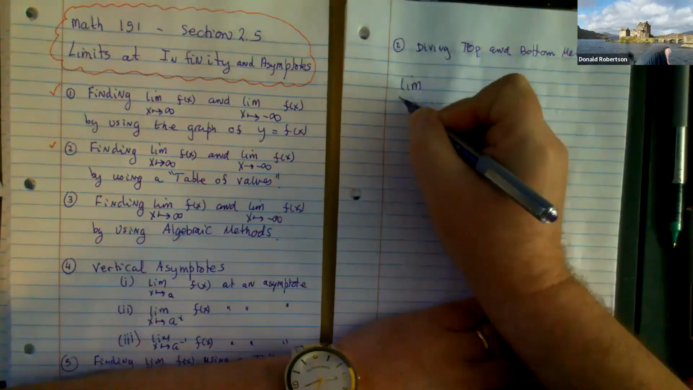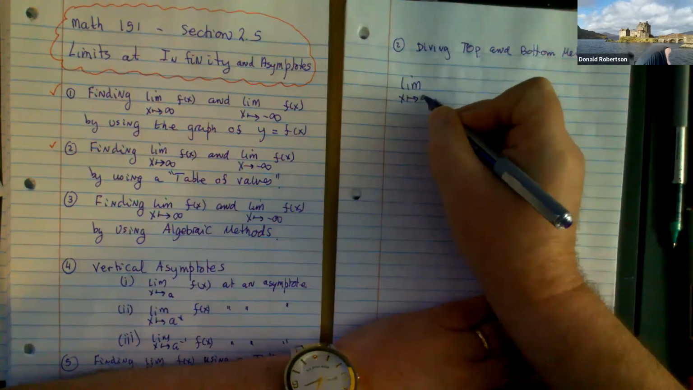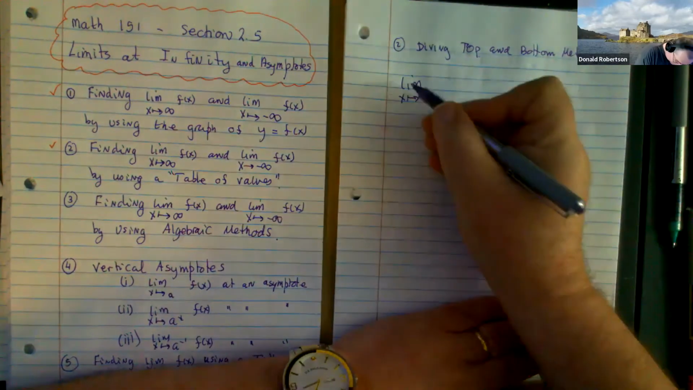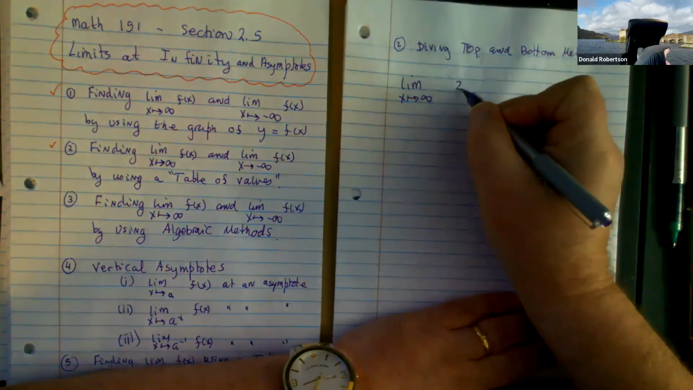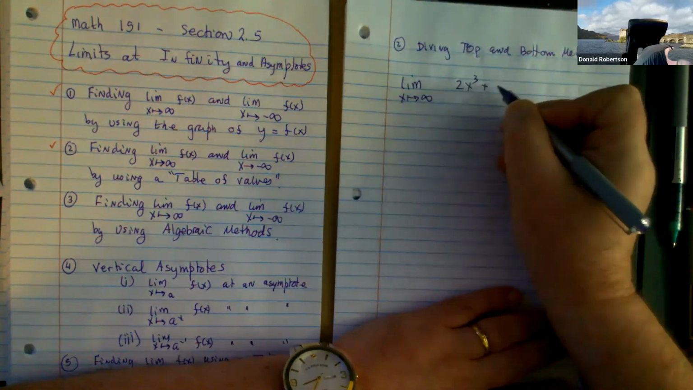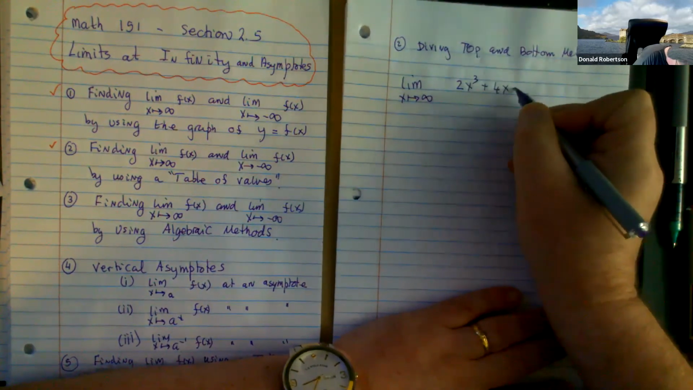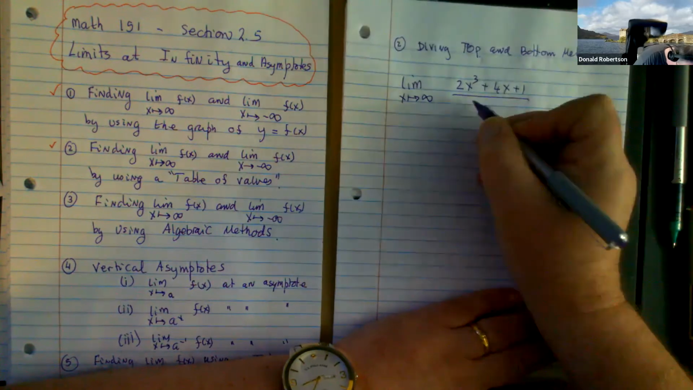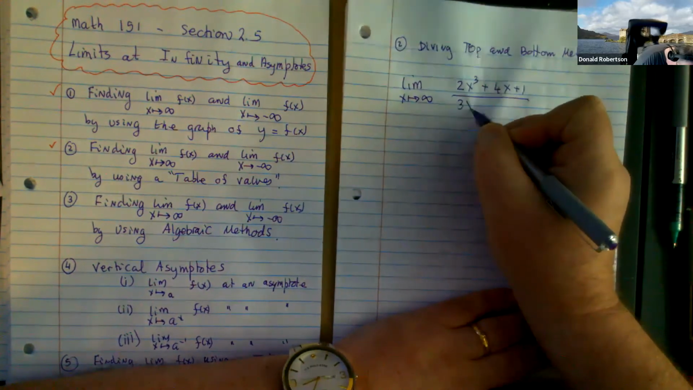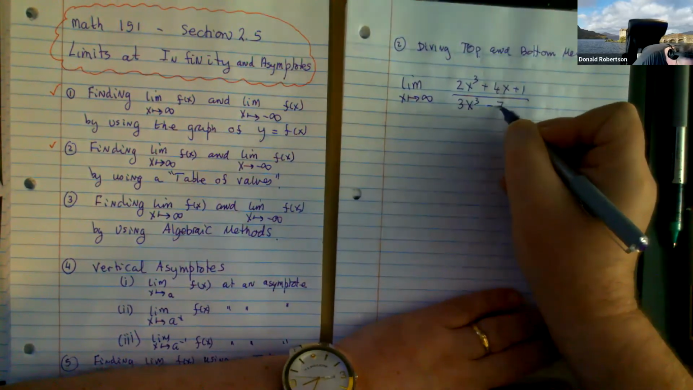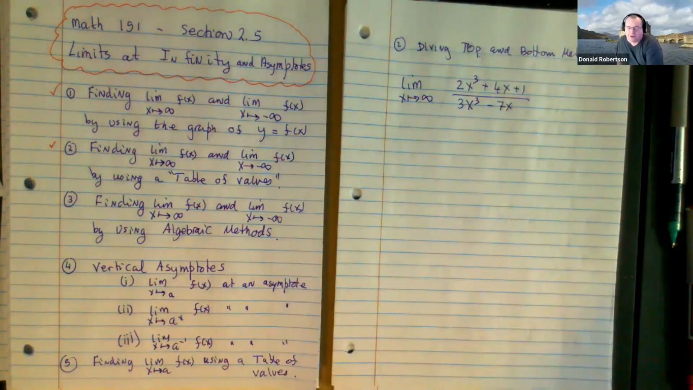You're going to get a question where you're being asked to find an infinite limit, right? The limit as x tends to infinity, and it's going to be maybe 2x cubed plus 4x plus 1 on the top, and 3x cubed minus 7x on the bottom, right? So there's the expression that we're being asked to find the limit of as x tends to infinity.